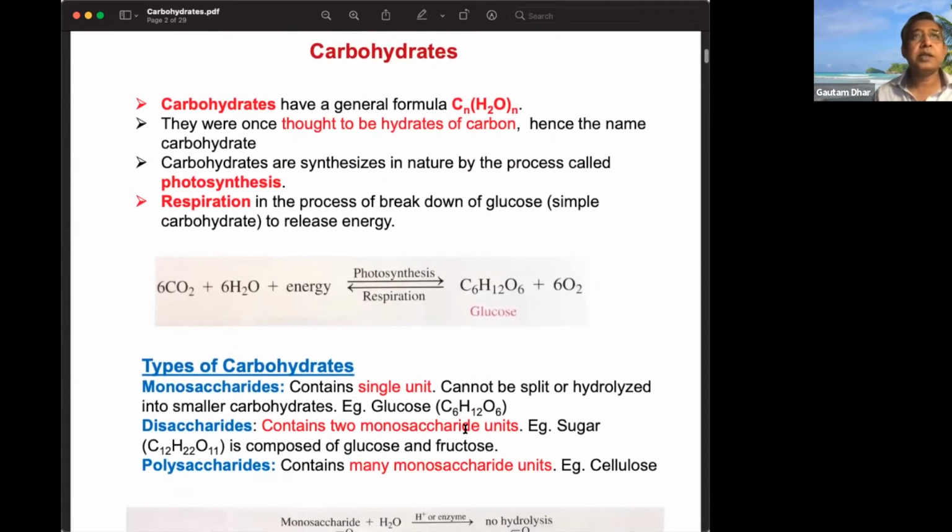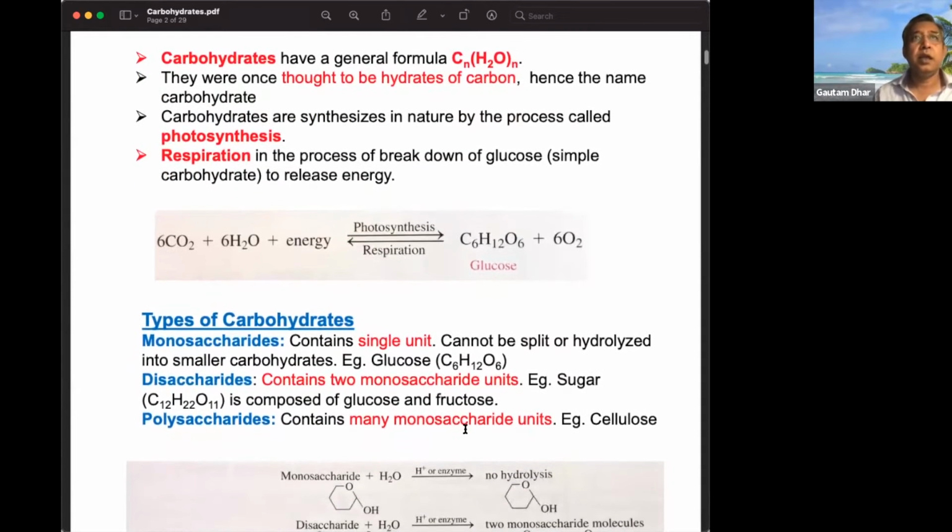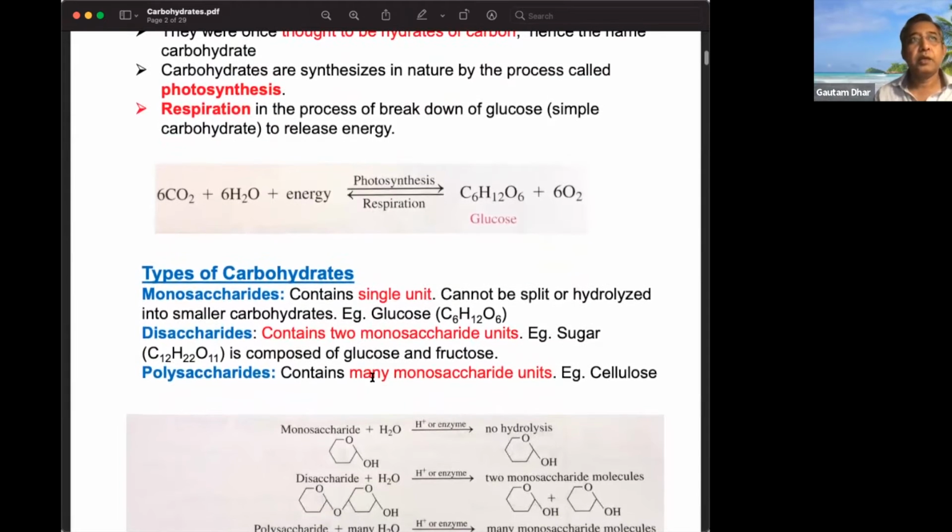Carbohydrates are synthesized in nature by photosynthesis. During photosynthesis, carbon dioxide combines with water to form the glucose molecule. Respiration is just the opposite of the process. It's a breakdown of glucose to give carbon dioxide and water and give back energy. And that's how we get our energy by utilizing carbohydrates.